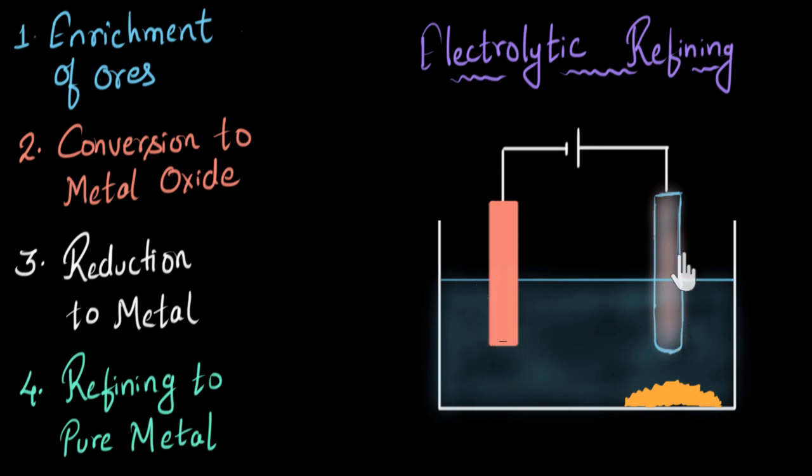Now this is how the metal atoms from the anode side come to the cathode side. And whatever impurities are there at the anode, they will either dissolve in the solution or, if insoluble, they will settle down at the bottom of the anode.